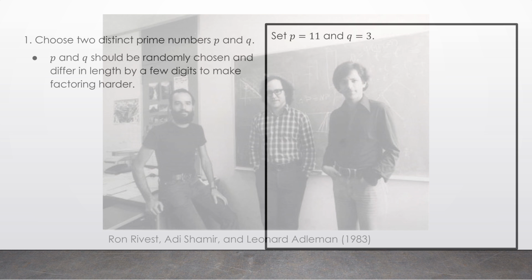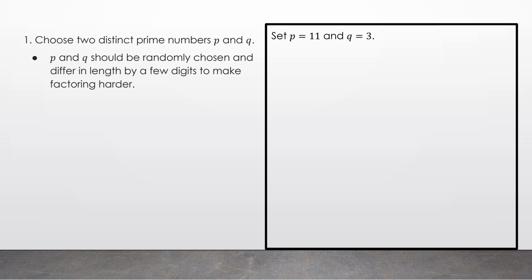Now we'll go over how to create and deploy the RSA scheme. First, choose two distinct prime numbers p and q. Since the RSA scheme is based on the difficulty of factoring the product of two large prime numbers, p and q should be randomly chosen and differ in length by a few digits to make factoring harder.